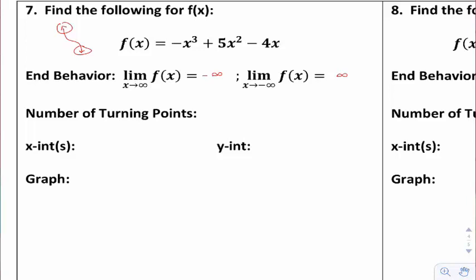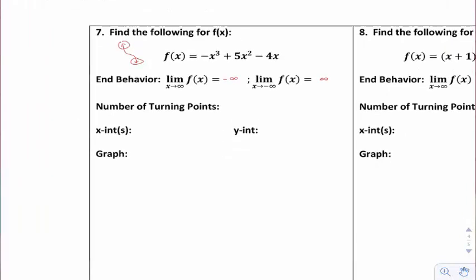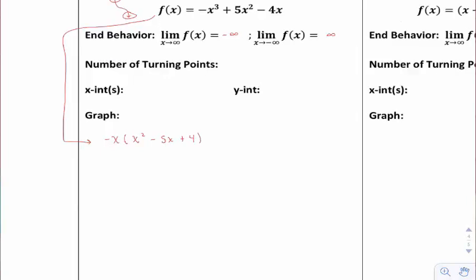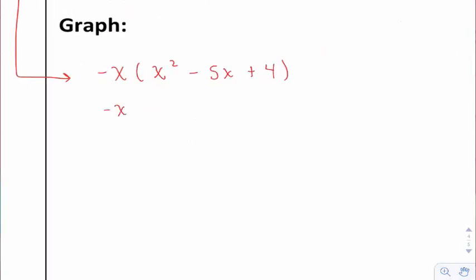Once we get that, we want to find our x-intercepts. So in order to do that, we have to factor this function. So I'm going to pull out, in this case, a negative x, just to make this now x squared minus 5x plus 4. So I'm doing that first. I'm just factoring this so I can find my x-intercepts. So I'm going to have negative x, this will be x and 4 and 1. Minus 4 minus 1 would give me negative 5.